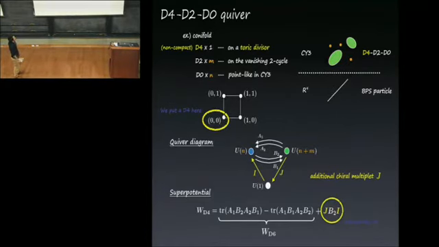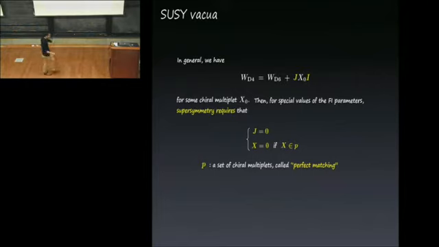Okay, so we have 2 differences, and this difference is actually a general property. When you put the D4 brane on a toric divisor of some general toric Calabi-Yau 3-fold, you always have this type of superpotential. The first term is the D6-D2-D0 potential, and the second one is induced by the D4 brane. And X0 is some chiral multiplet included in the quiver diagram.